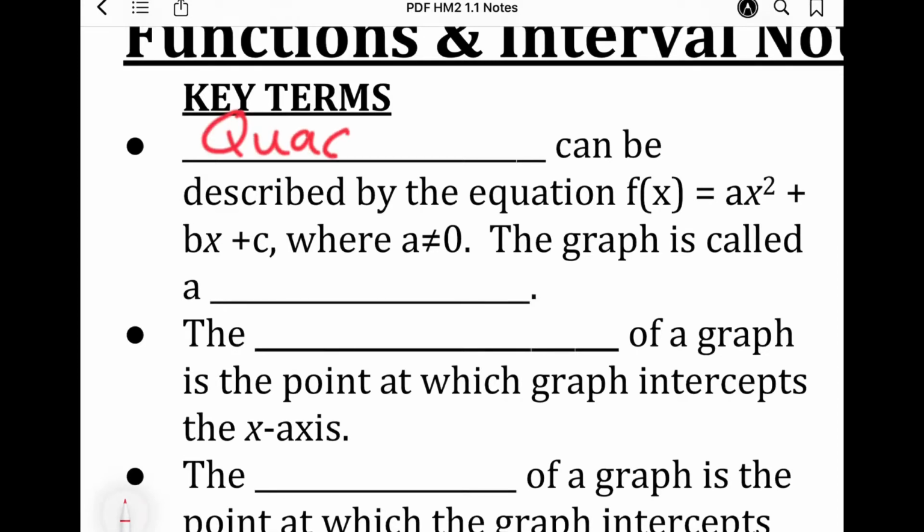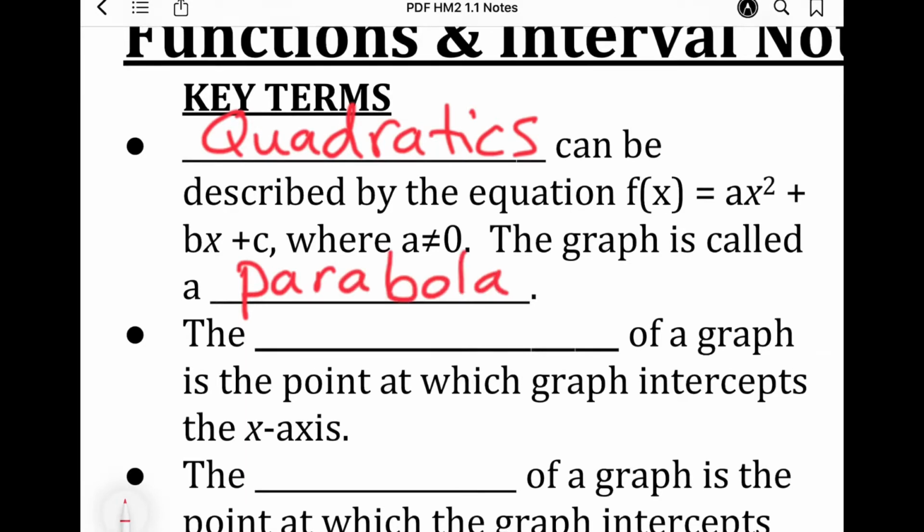If not, you are writing key points of these notes so you can look back at it later. So we got quadratics. Quadratics can be described by the equation f of x equals ax squared plus bx plus c, where a does not equal 0. This graph is called a parabola. This is the graph itself.